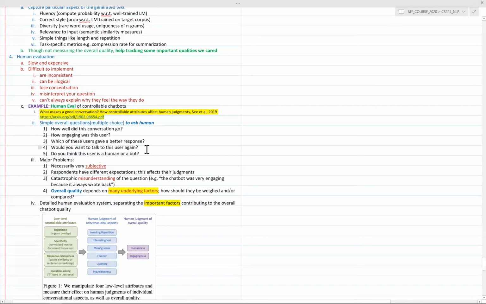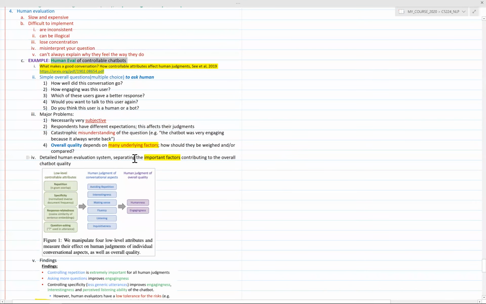But this human evaluation has some problems, like in this specific paper which was introduced. It is really subjective, and it is misunderstanding a lot of questions, and also respondents have different expectations. So the overall quality may depend on multiple factors.